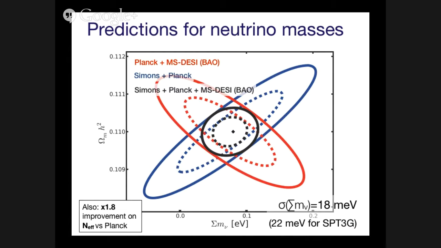And you also get improvements on the number of relativistic species in the universe. So for instance, SPT-3G, with its higher resolution, smaller scales in the polarized power spectrum, gives you about a factor of 1.8 improvement on the constraints you can get from Planck when you start having multiple parameters free. And I'll conclude there.